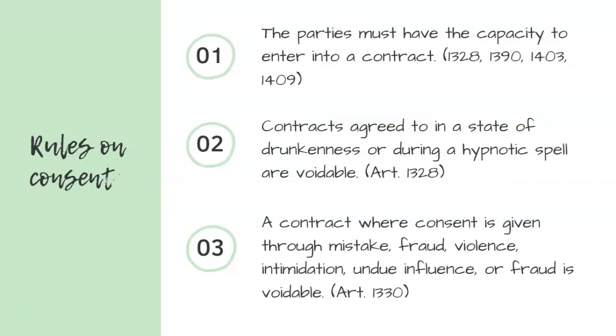The law gives the minor the right to annul the contract entered into by him upon his attainment of the age of majority. But he must bring, so we have a time frame for when he needs to bring the action in court, within 4 years from his attainment of the age of majority. Otherwise, the action will be barred by the statute of limitations or prescription. He may, however, ratify the voidable contract upon reaching the age of majority.